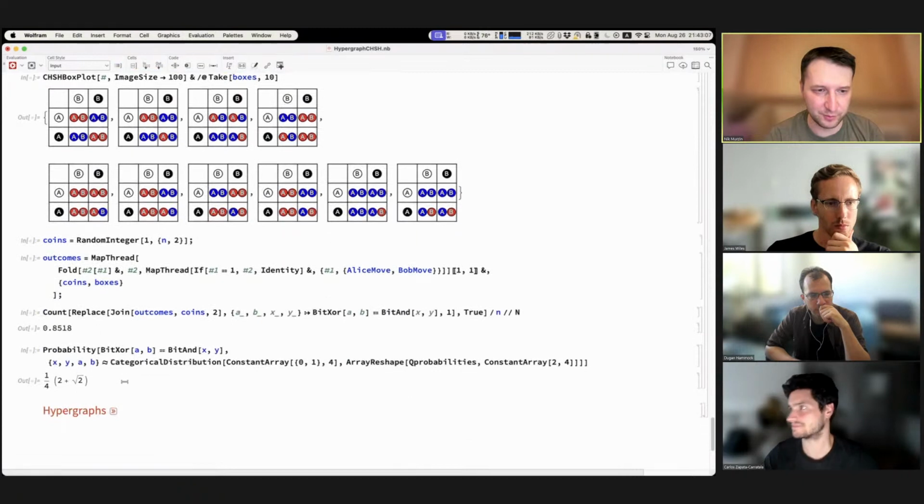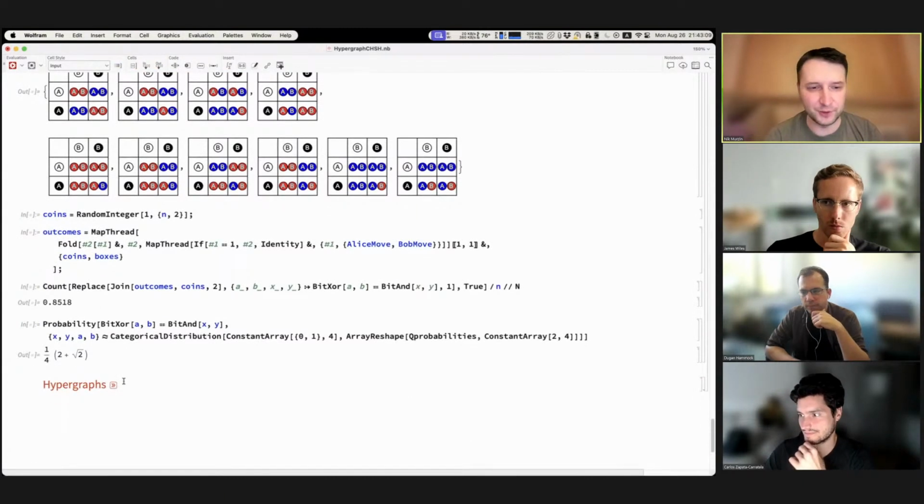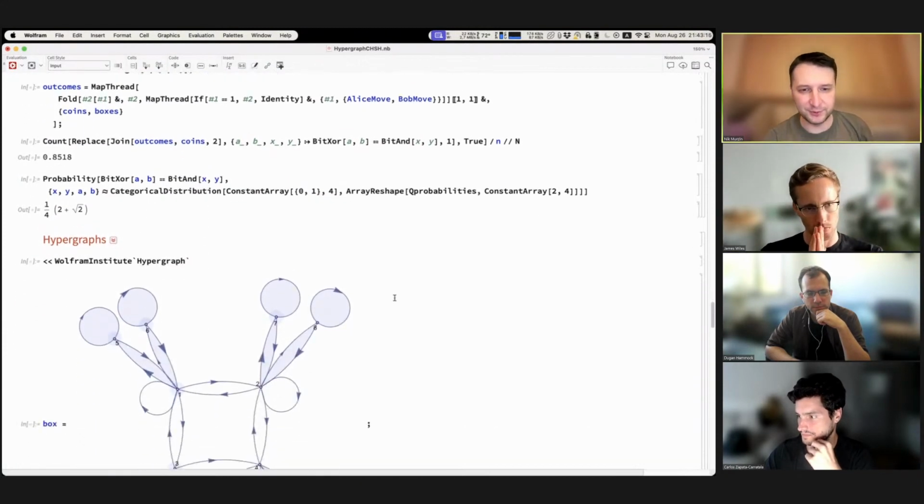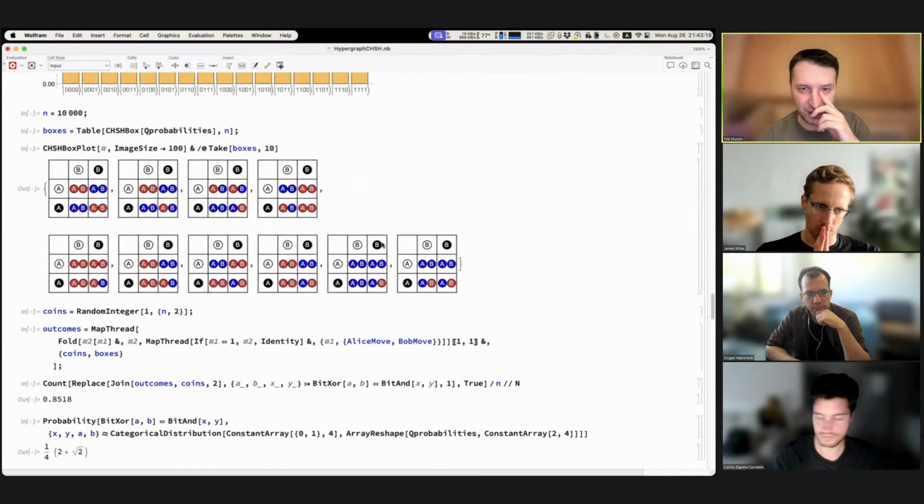You can compute the probability. It's higher than what you can achieve classically. Whatever, right? Okay. But now the point is, what I've tried to do just for fun. It's like we know how these boxes work, right? Imagine that this is the quantum boxes or PR boxes.